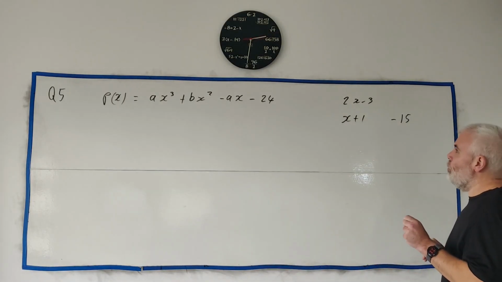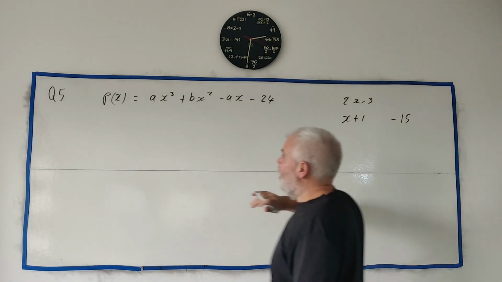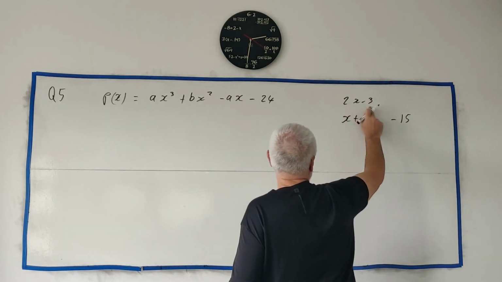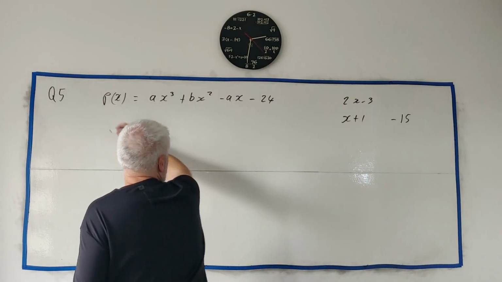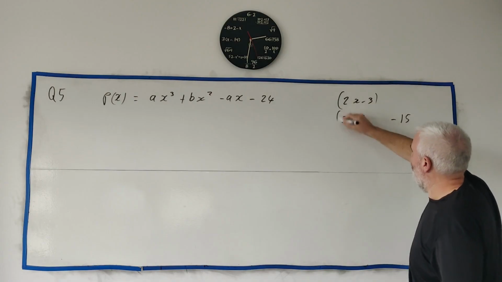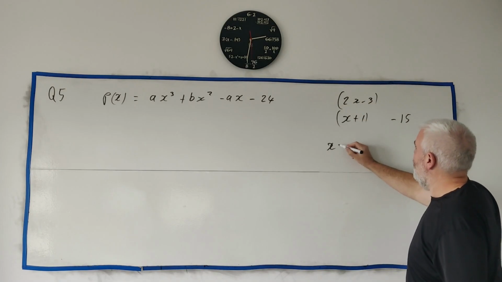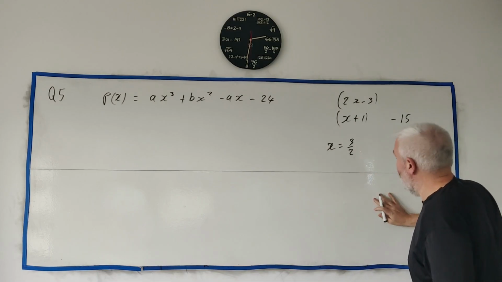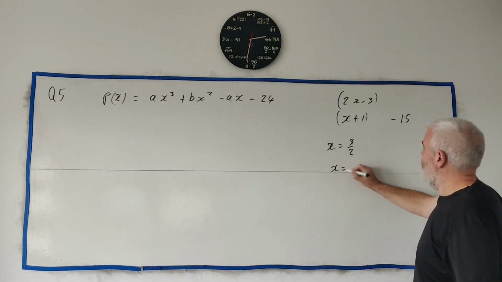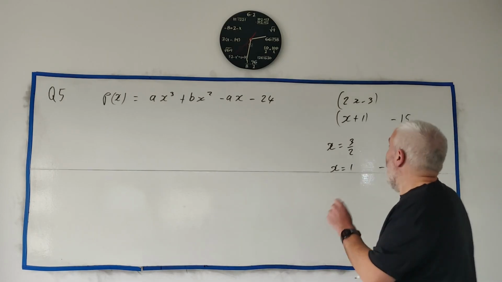The way I'm going to show you is using these facts as well. When you have a factor, what it actually means is if you put this equal to 0 and solve for this. Well, let me do it with both of these because we're going to put both of these equal to 0. If you put both of these equal to 0, this one you'd get x is equal to 3 over 2. And this one you'd get x is equal to 1. This one will have a remainder of 15.